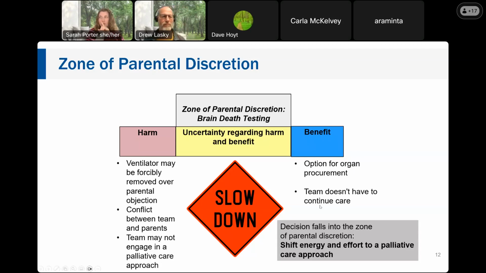And the other benefit to this is, I'd started by saying the team doesn't have to provide care to someone who's dead, which is very distressing to them. The other benefit of slowing down and switching this is that we have reframed this from care of a dead child to a palliative approach where we know we have a child with devastating injuries, and we're going to support parents in giving them the time and the space to move to a shared decision-making model.